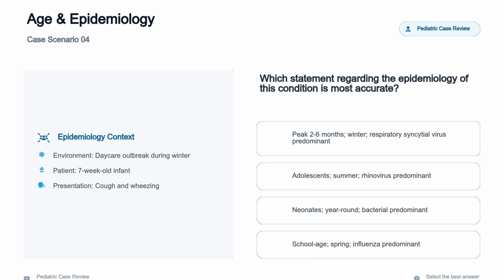Case Scenario 4. During a daycare outbreak in winter, a 7-week-old infant develops cough and wheezing. Which statement is most accurate? Option A, peak age 2 to 6 months, winter season, respiratory syncytial virus predominant. Option B, adolescence, summer, rhinovirus predominant. Option C, neonates, year-round, bacterial predominant. Option D, school-age children, spring, influenza predominant.